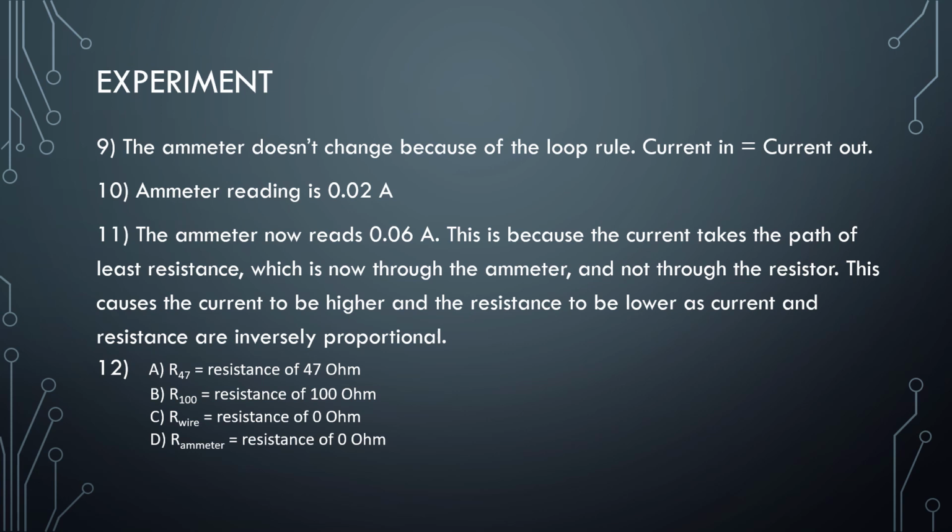For 12, the resistance of the 47 ohm resistor is 47 ohms. The resistance of the 100 ohm resistor is 100 ohms. Resistance in the wire is 0 ohms, and resistance in the ammeter is 0 ohms. In real life, the resistance of the wire and ammeter would not be 0.